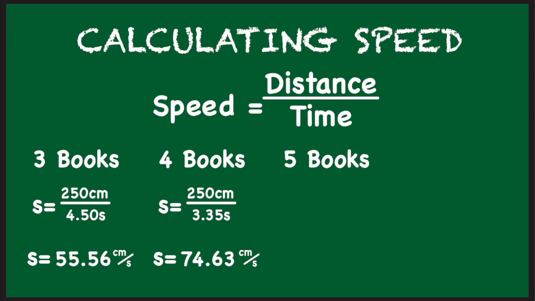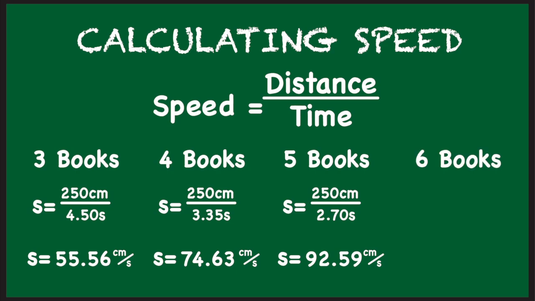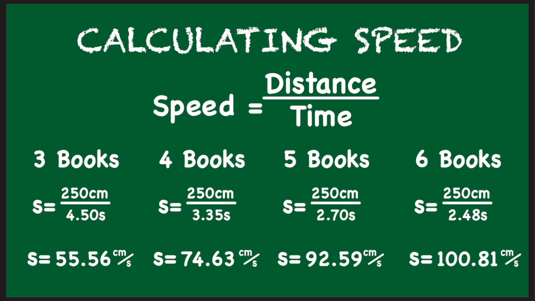For 5 books at 250 centimeters distance, it took 2.70 seconds. That gives us a speed of 92.59 centimeters per second. For 6 books at 250 centimeters distance, it took 2.48 seconds. That gives us a speed of 100.81 centimeters per second. Analyzing our data shows that as the book height increased, so did the speed.